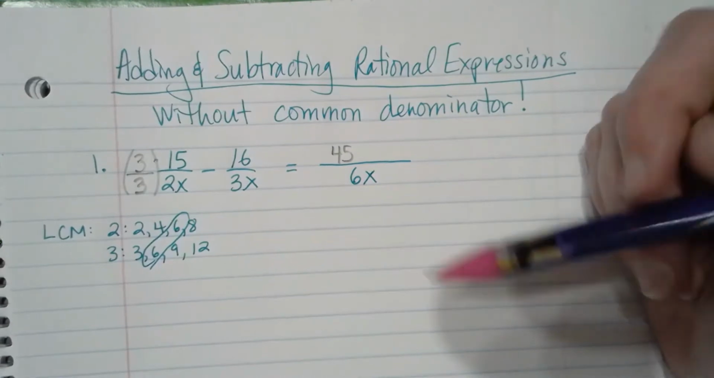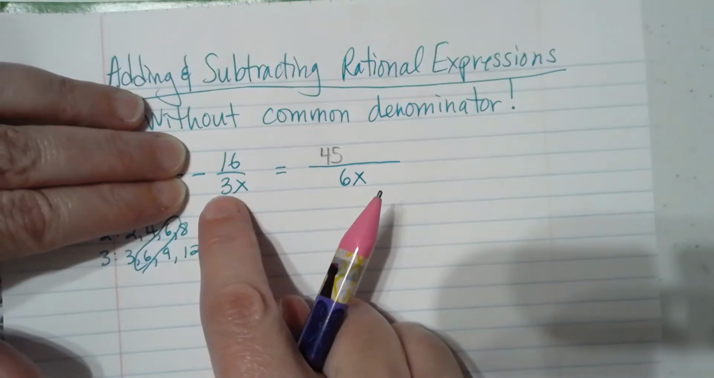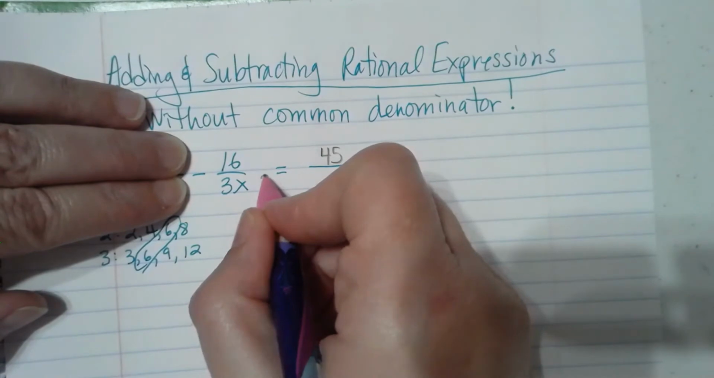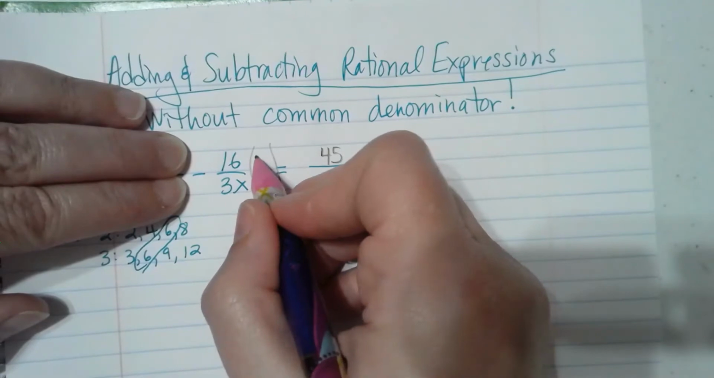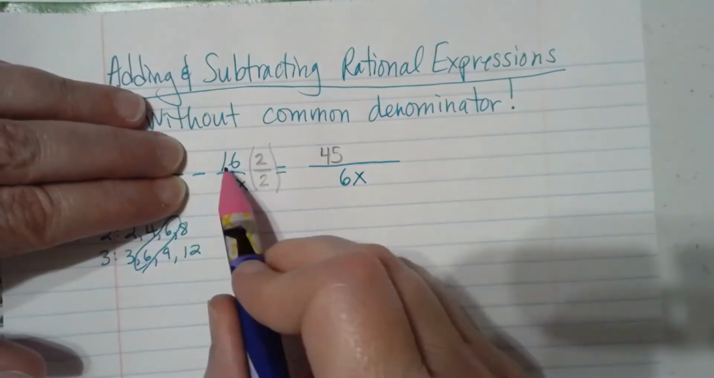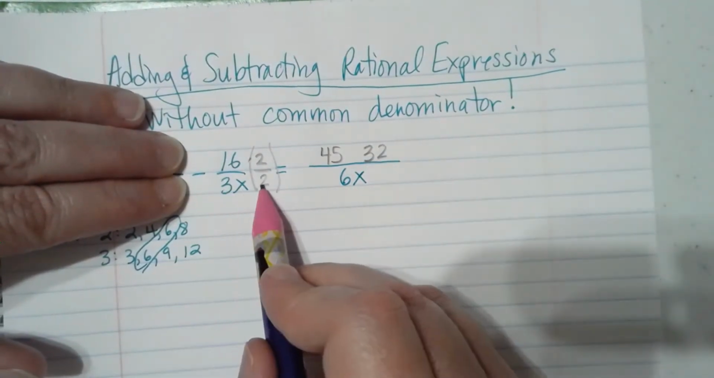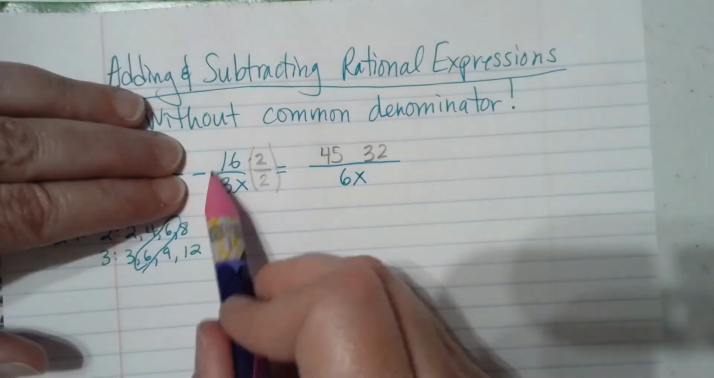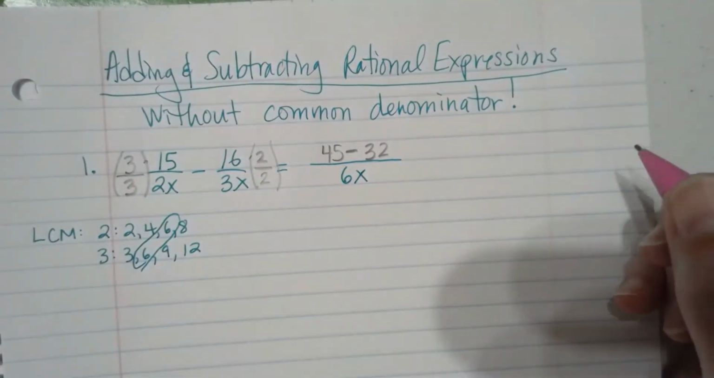Then we do the same thing to our other fraction. What do I have to multiply 3x times to make 6x? 3 times 2 makes 6. So I'm going to multiply the numerator and denominator by 2. 2 over 2 is the same as 1. So 16 times 2 makes 32, and 3x times 2 gives us that denominator of 6x. The only thing I have to do now is go back and put in my subtraction sign. So the numerator now is going to be 45 minus 32.